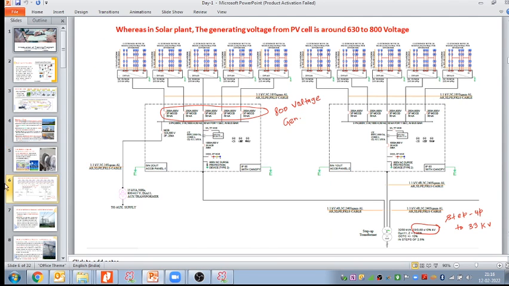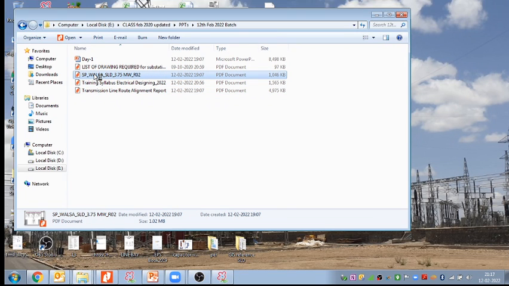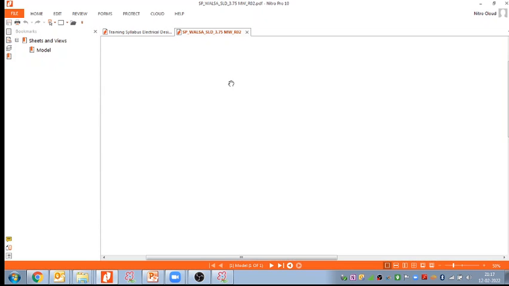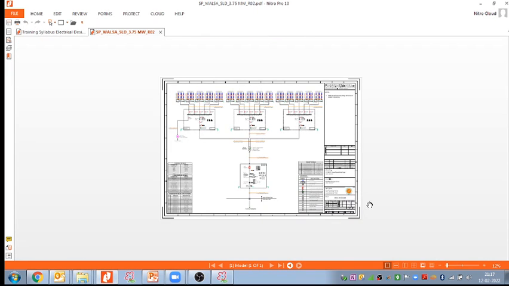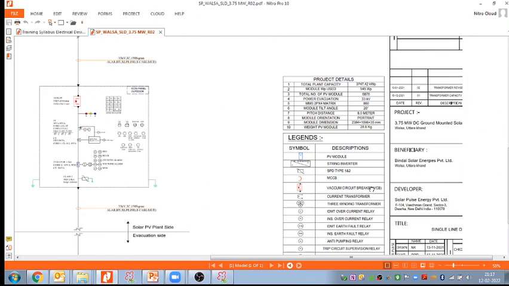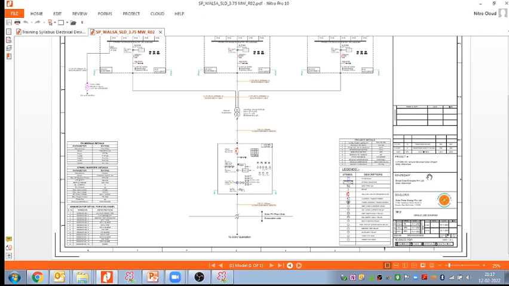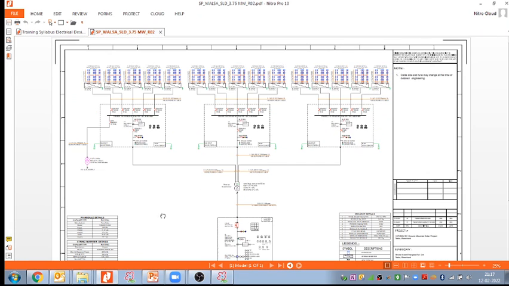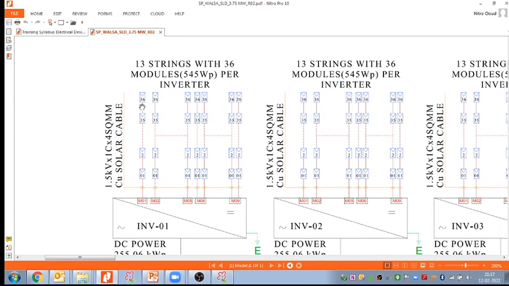here we have one snapshot of a solar power plant. I think we have the original drawing also. Let me check. Yes, this is the original drawing. Capacity is very small, a 3.75 megawatt ground mounted solar project.